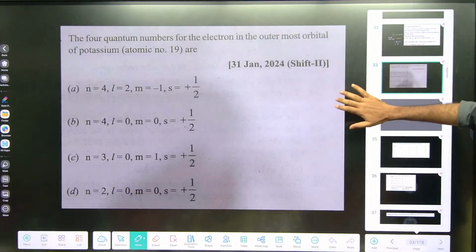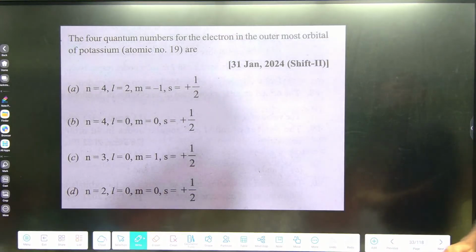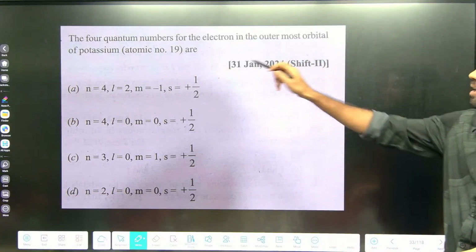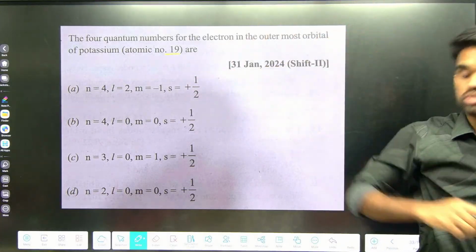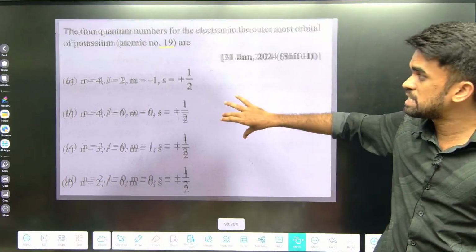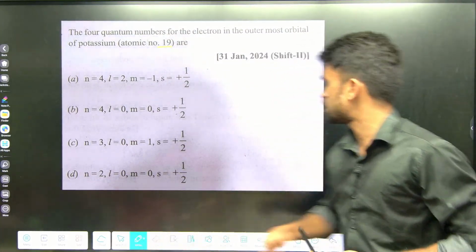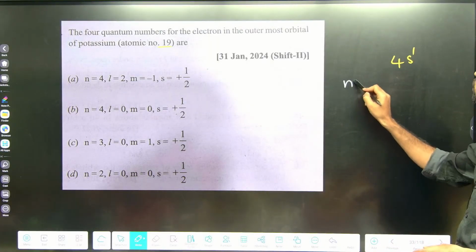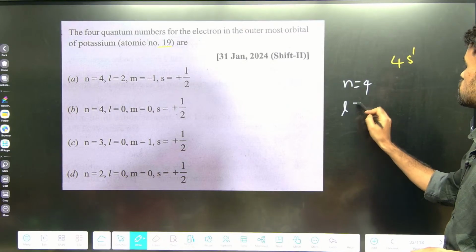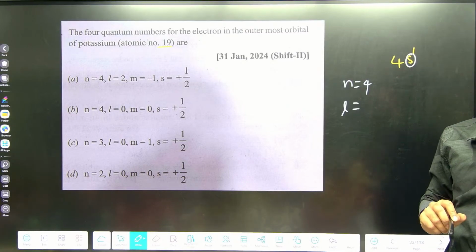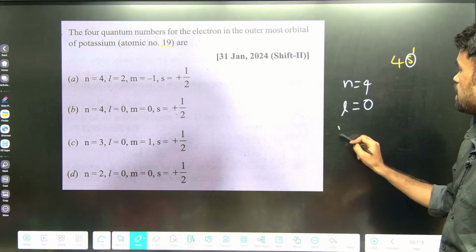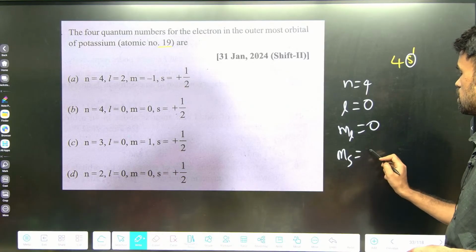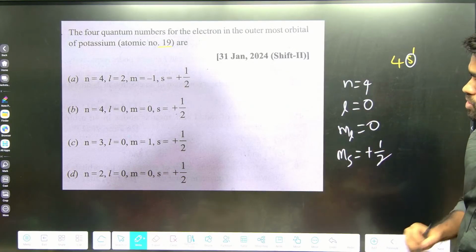Let's do these questions fast. The quantum numbers for an electron in the outermost orbital of potassium. Potassium has atomic number 19, and the last electron goes to 4s1. For that 1 electron they are asking. n equals 4. For the s orbital, l value is 0. ml will also be 0. ms will be plus half or minus half depending on the options you take.